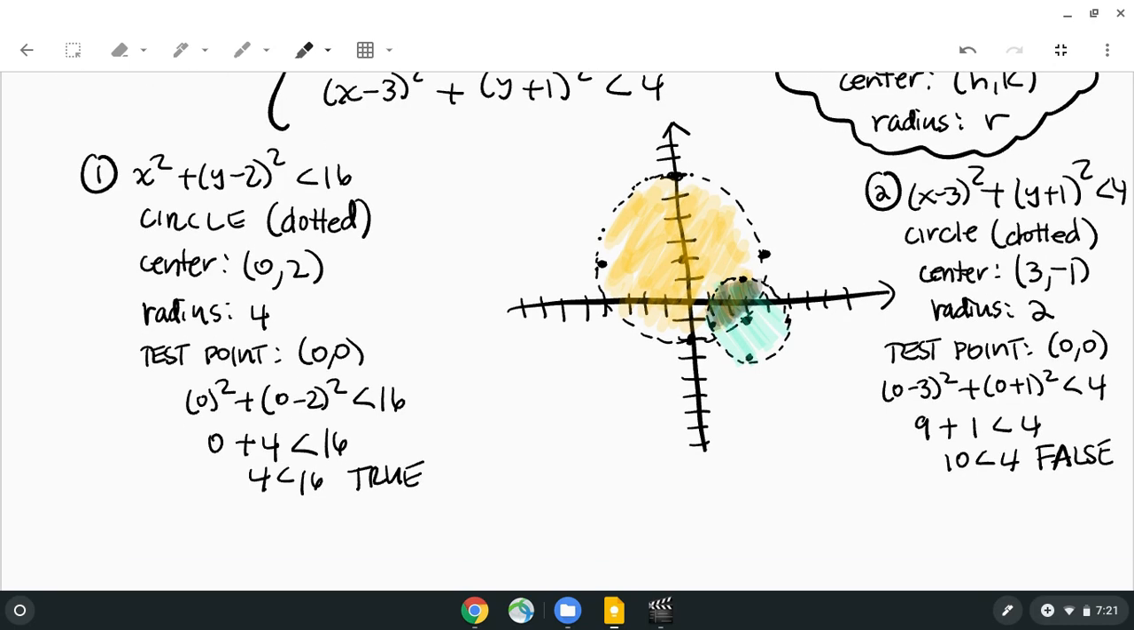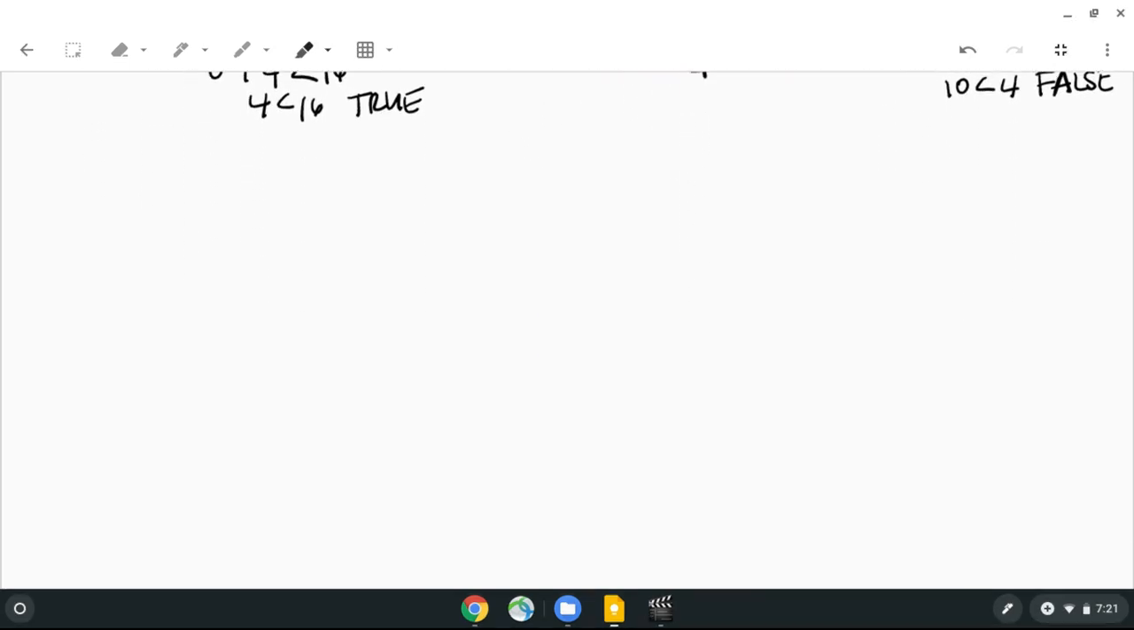All right, let's do one more with a parabola, just to see if you remember how to graph those using shifting. Okay, so let me get my pen back.